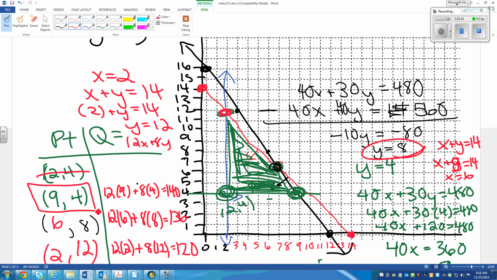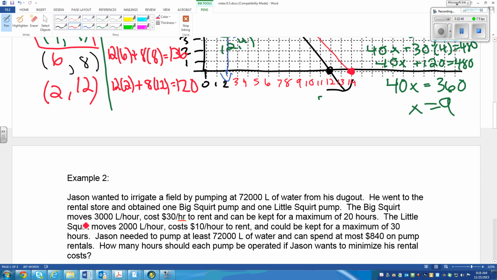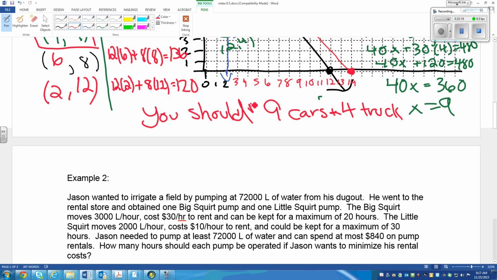Okay? Remember when Mr. Thal used to yell at you to write a sentence? You should make... okay, you can just put 9 cars and 4 trucks.